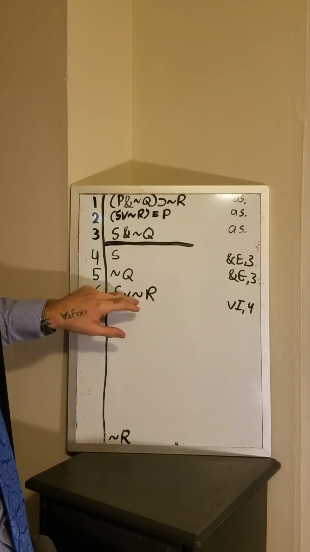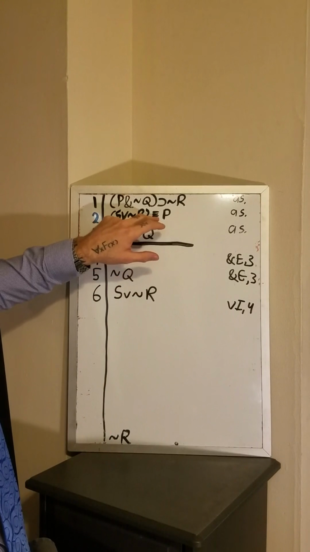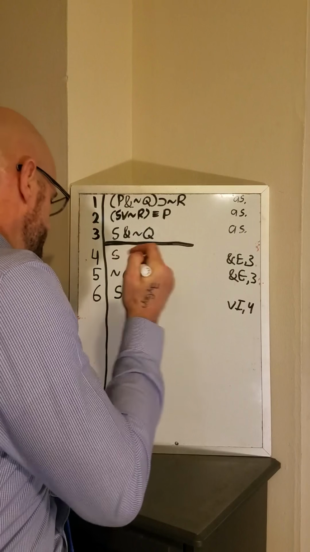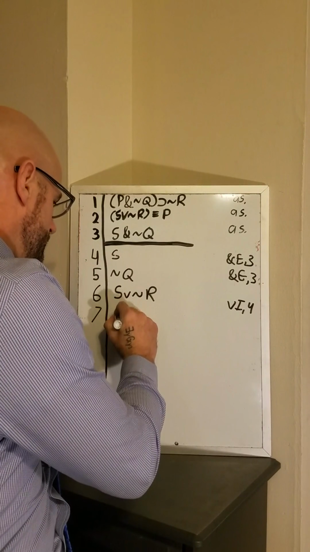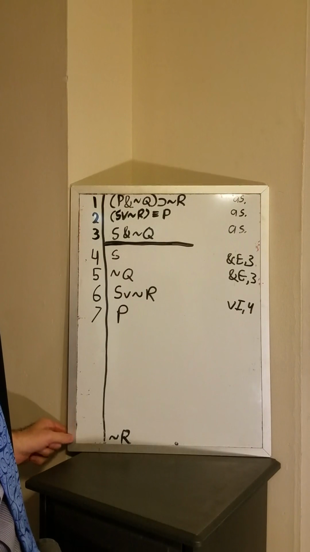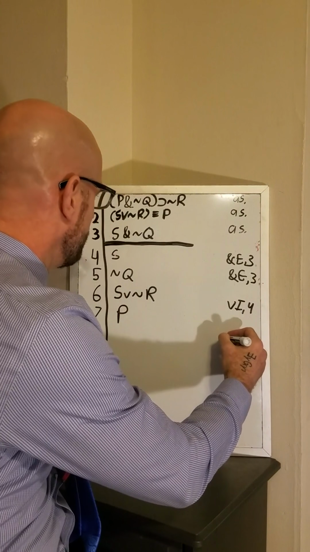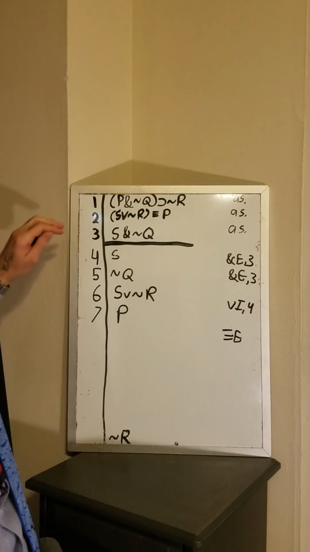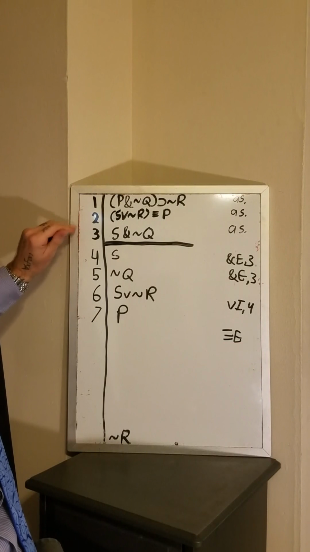Okay. So now we have S or not R, and we can go ahead and use biconditional elimination to get P. So our line 7 is going to be P by biconditional elimination on lines 2 and 6.